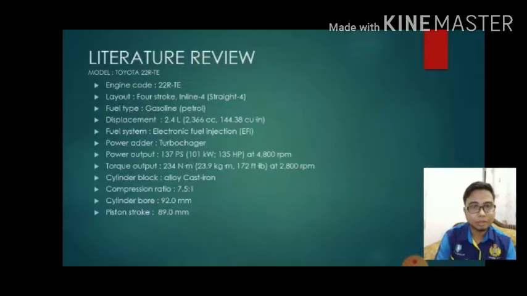4,800 RPM. About the cylinder block, it uses alloy cast iron, and the compression ratio is 7.5 to 1, and the cylinder bore is 92 millimeter, and the last one, piston stroke is 89 millimeter. So that's all for me.